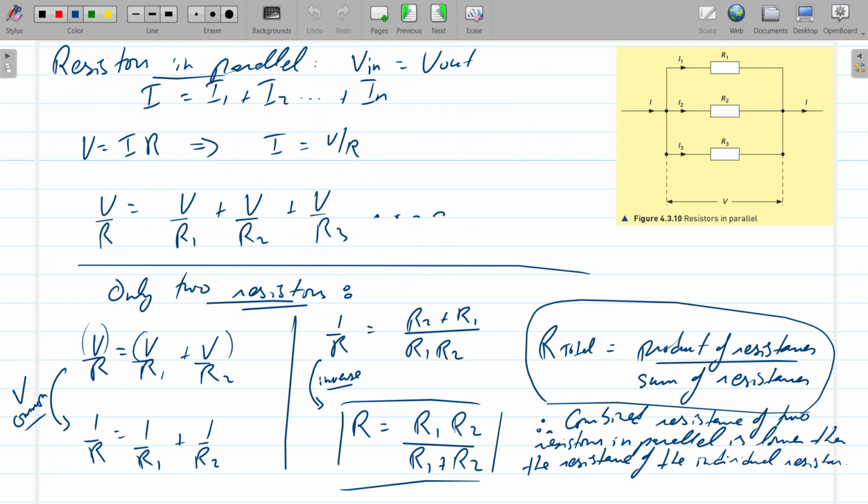So there is an advantage for parallel circuits, unless your focus is supplying the same current, in which case you would want to connect your components in series, because in series the current going in is the same as the current going out. It is not split.